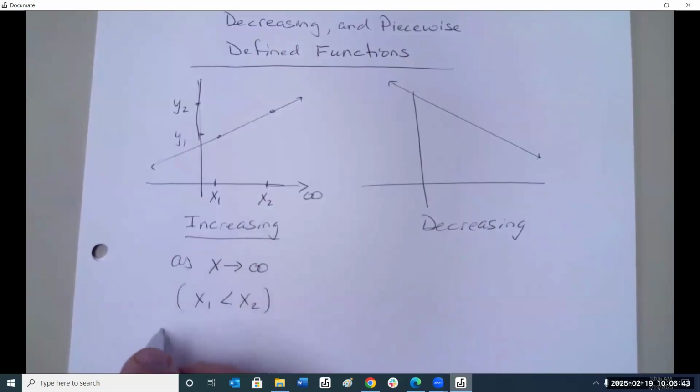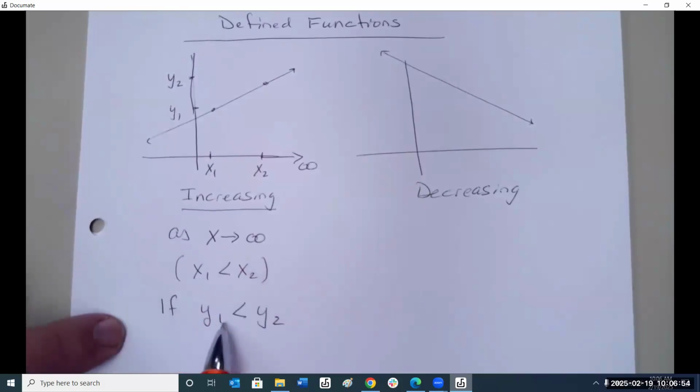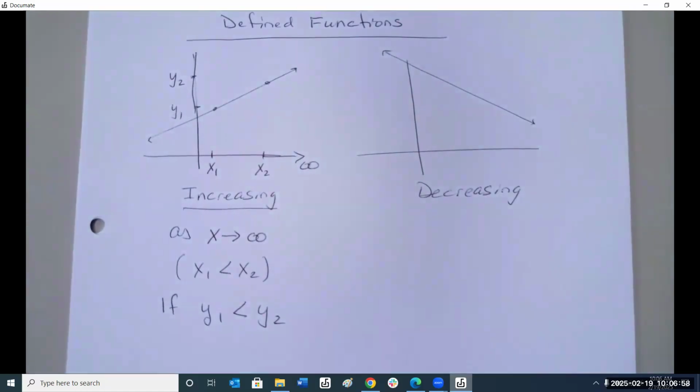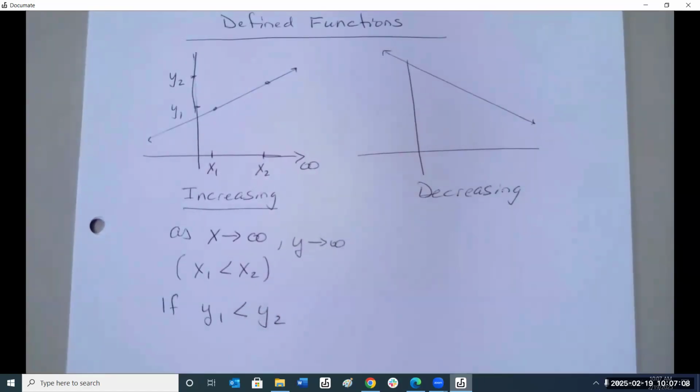It's increasing if y1 is less than y2. Because if x1 is less than x2 and y1 is less than y2, that means an increasing function. Or another way we can say it, as x goes to infinity, y goes to infinity.